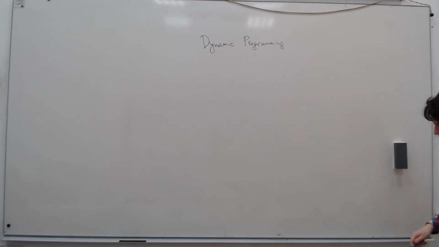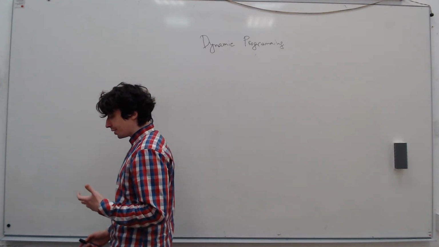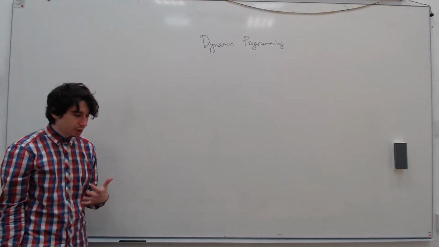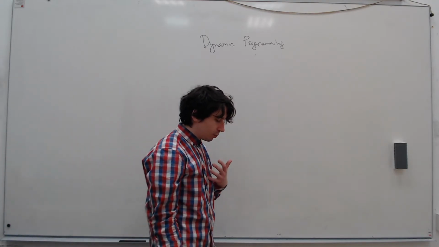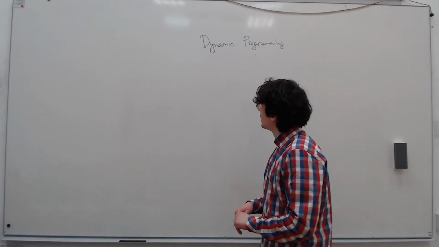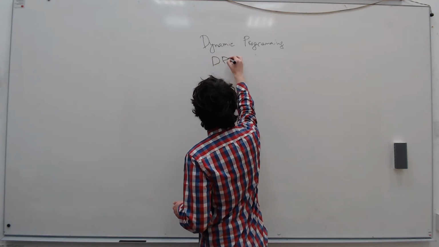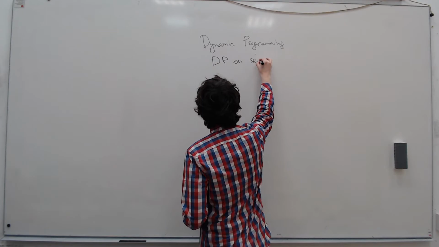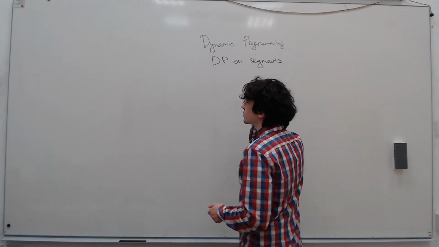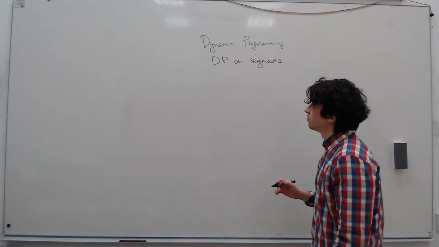Dynamic programming can be very hard, because it is hard to come up with a state. So we will talk a little bit more about that, and we will take the following problem as an example. This will then be DP on segments. So what is the problem?